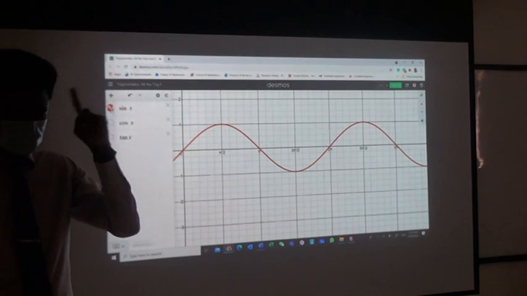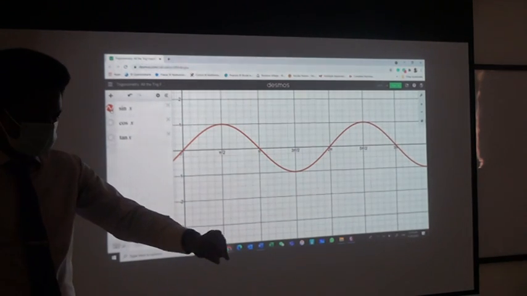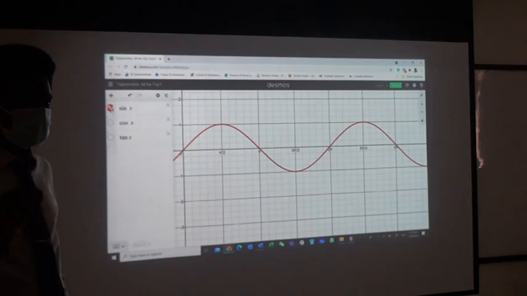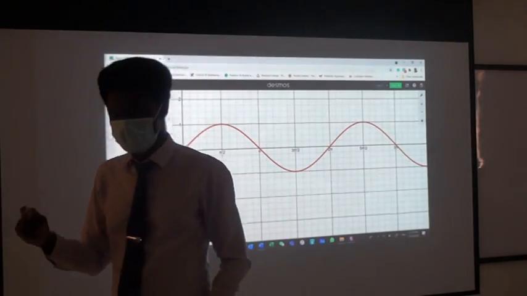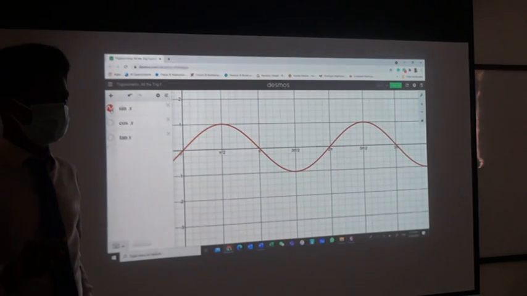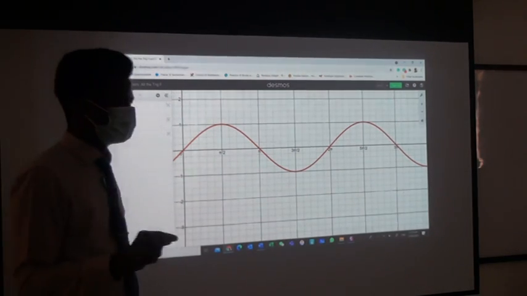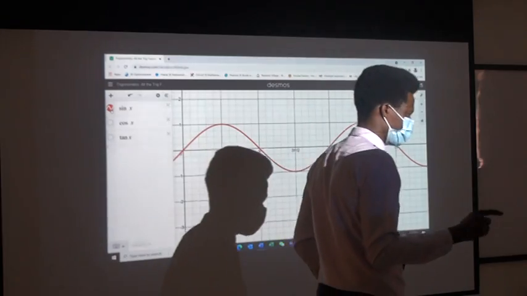Are you taking note of this? Can you write it down somewhere so that you don't forget? Sine 180, you got 0. Cos 180, you got -1. Sine 45, you got 0.7.